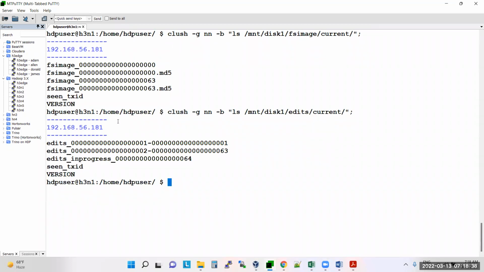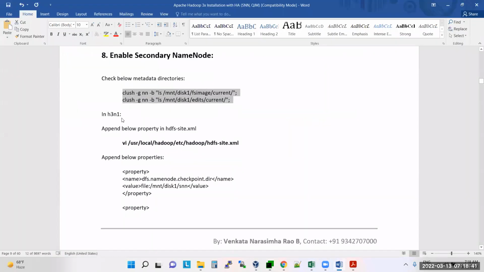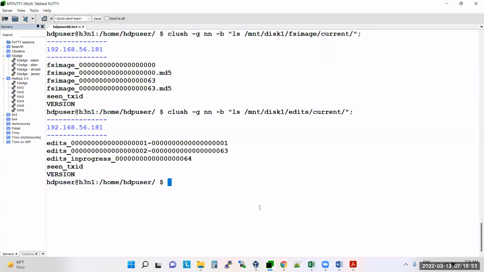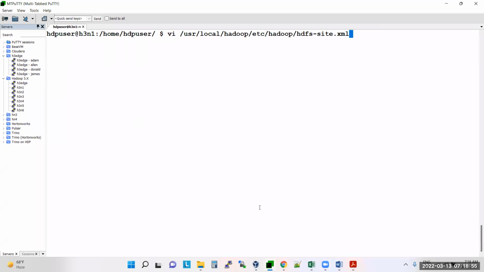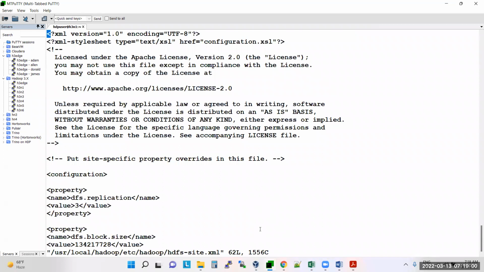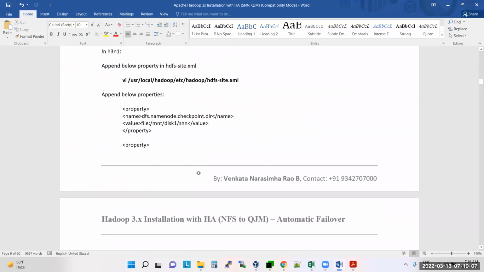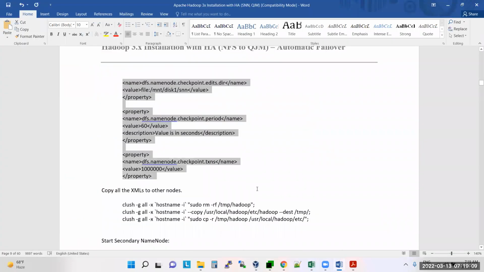Now, if you want to enable the secondary name node, open hdfs-site.xml in the first machine. Normally, any new configuration you are making, you will do in the first machine, the name node machine itself. Open this one, come to the end, before the configuration closes. Add the below properties. So I'm adding these properties.